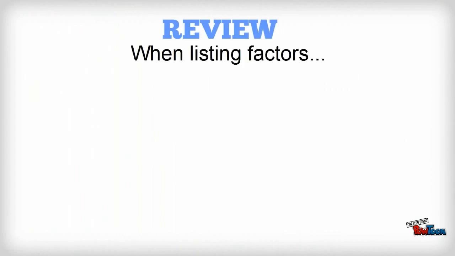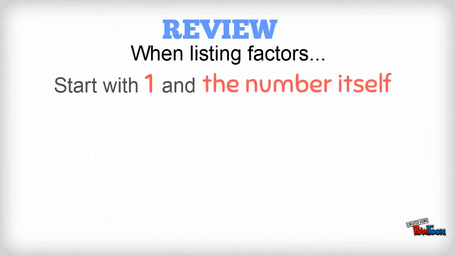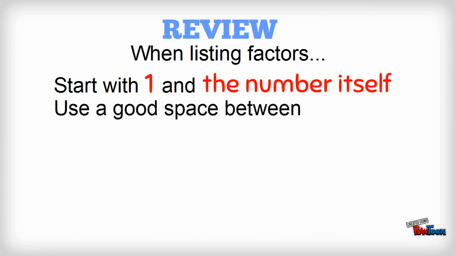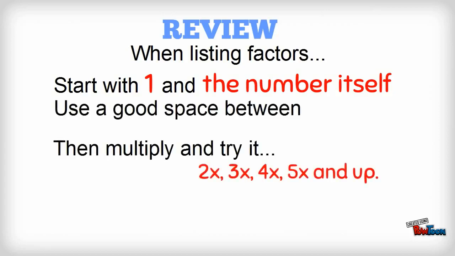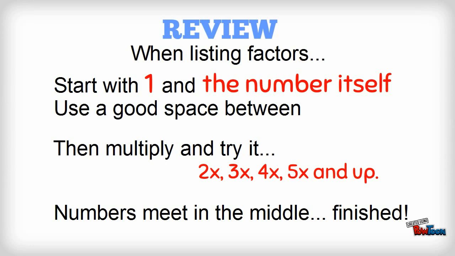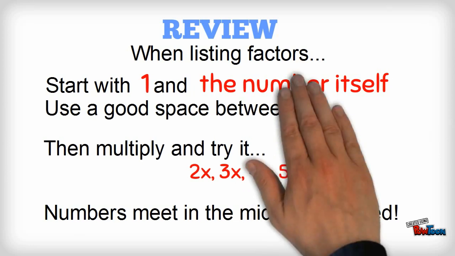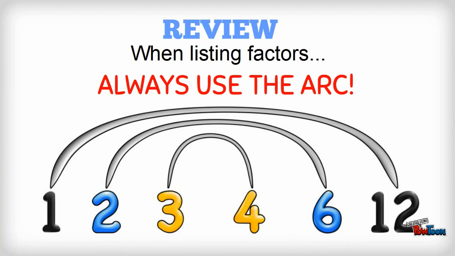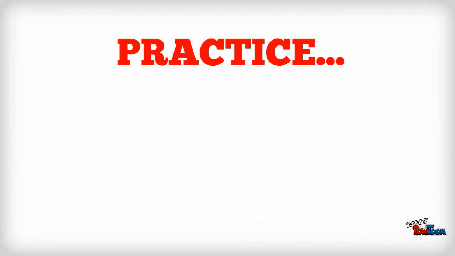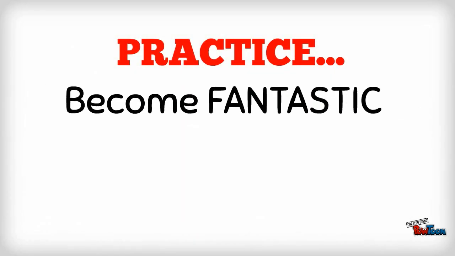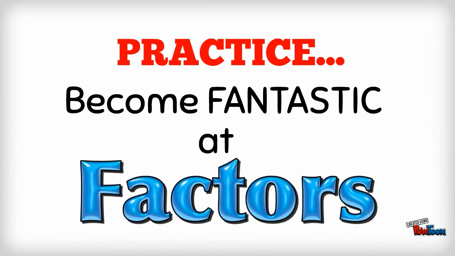When you're listing all the factors of a number, remember, always start with 1 and the number itself, with a good space between. Then using multiplication, try 2 times, 3 times, 4 times, 5 times a number and up. And when your numbers meet in the middle, you have finished. Always use the arc to show your thinking. And now it's your turn to practice. Have fun with this and become fantastic at factors.